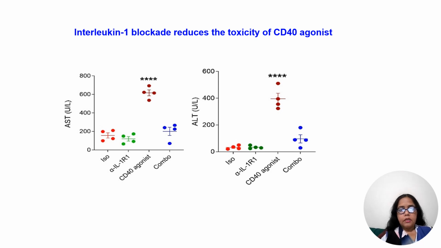So the conclusion is that, like in pancreatic cancer, blocking the interleukin 1 pathway enhances the efficacy of CD40 agonist and reduces the toxicity of CD40 agonist.